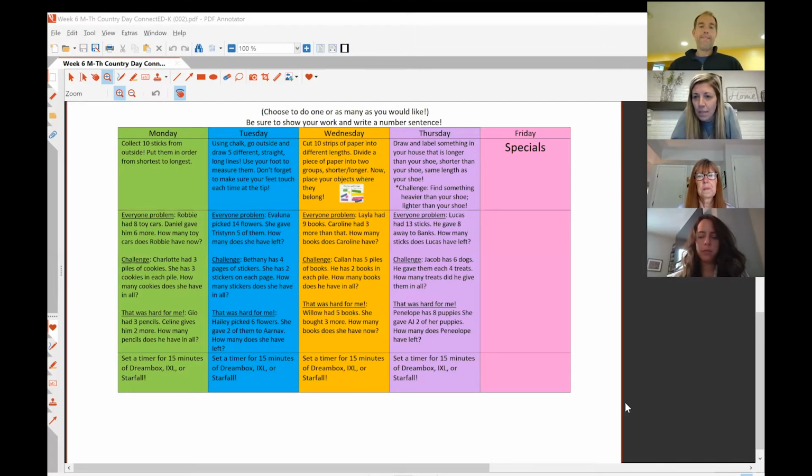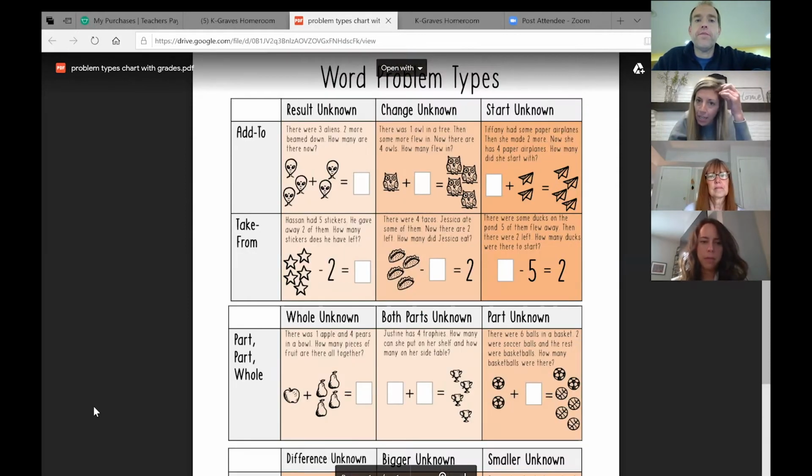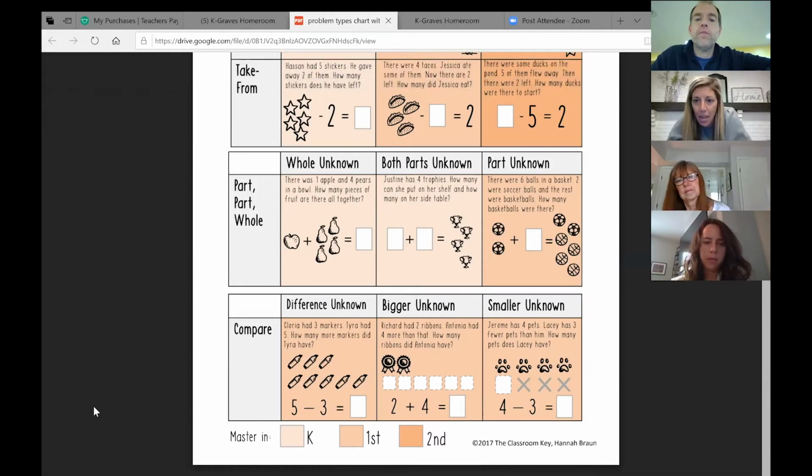So this is something completely new for us. We started using the CGI math instruction. It's the cognitively guided instruction approach. It's not really a program, it's more just an approach to how you teach things. And so there are different levels of math problems and different types of math problems. So these are the different CGI problem types: result unknown, change unknown, start unknown. And then at the bottom, you can see where the different grade levels have to master each type.